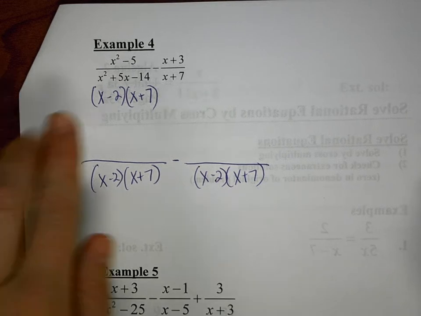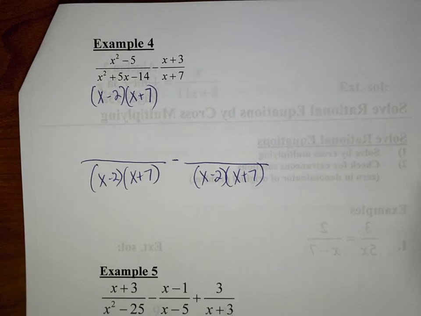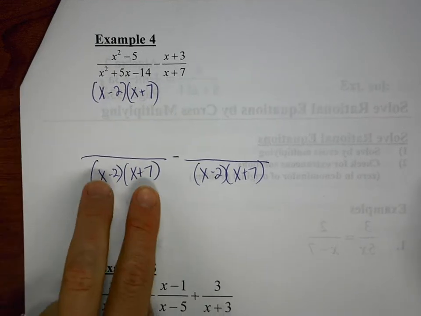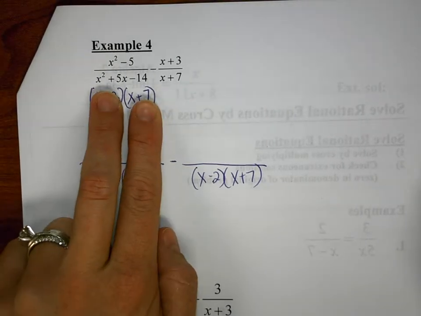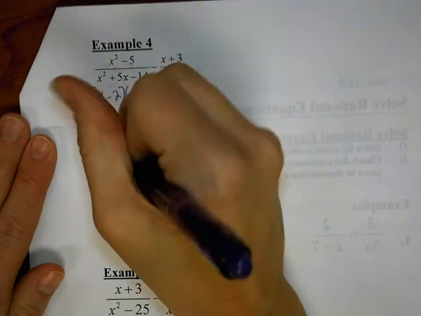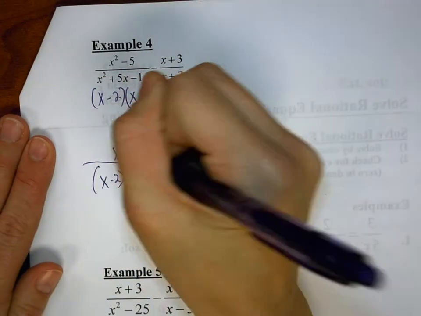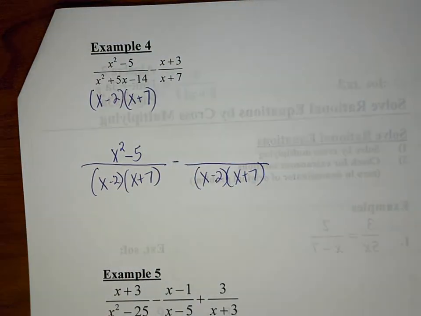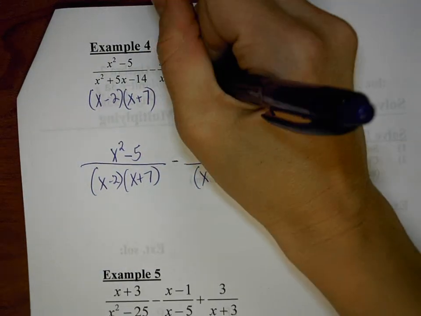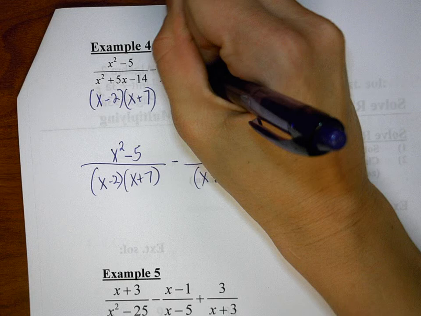Okay, so my first one, is there anything I need to multiply to the top and the bottom? No, because it already has x minus 2 and x plus 7, correct? So I just rewrite what's on top. So we have x squared minus 5. On this one, what am I missing? So we have to multiply by x minus 2 to the top and the bottom.